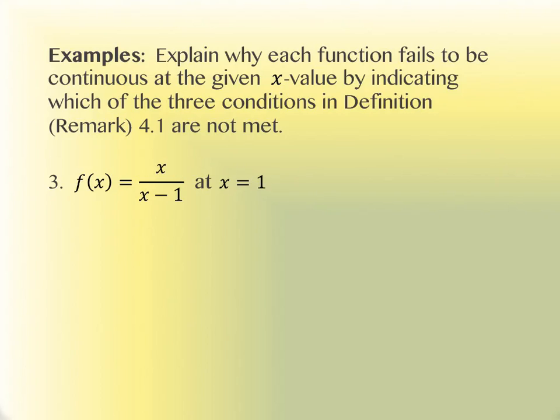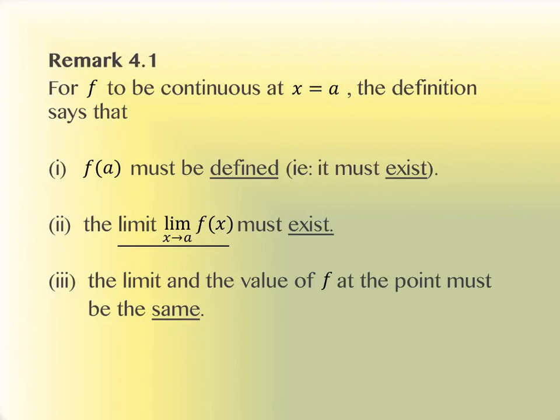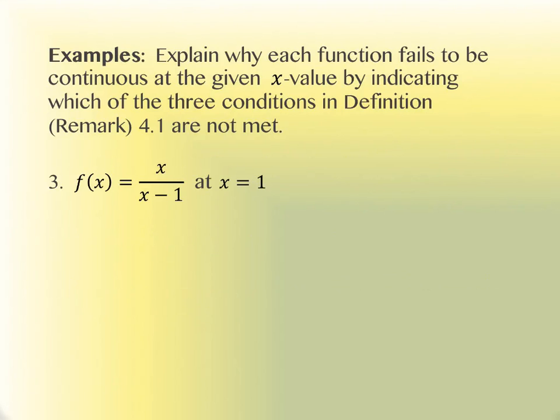So it says explain why each function fails to be continuous at the given x value by indicating which of those 3 conditions, those are the conditions up here in this remark, fail to exist, or which are not met. Okay? So the first condition is the condition that the function value has to exist. So my function is f. The function value that we're being concerned about right now is at x equal 1. What happens at f of 1? What's going on?